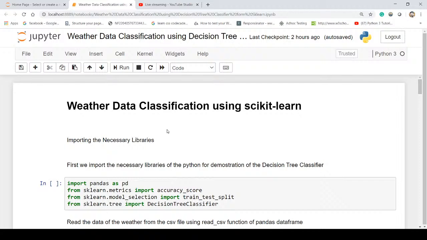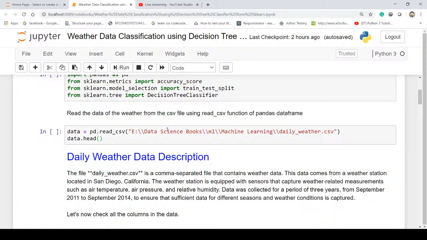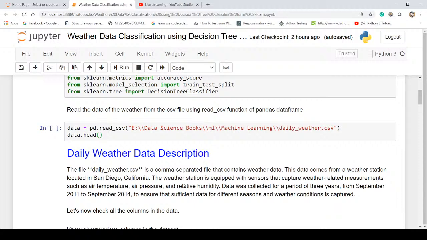Yeah. So weather data classification using scikit-learn. Here we have the data given, the daily weather data description. The data comes from a weather station located in San Diego, California. The weather station is equipped with sensors that capture weather related measurements such as air temperature, air pressure and relative humidity. So these three are the external factors, which we will deep dive into. These features were collected for a period of 3 years, from September 2011 to 2014, to ensure that sufficient data for different seasons and weather conditions is captured.